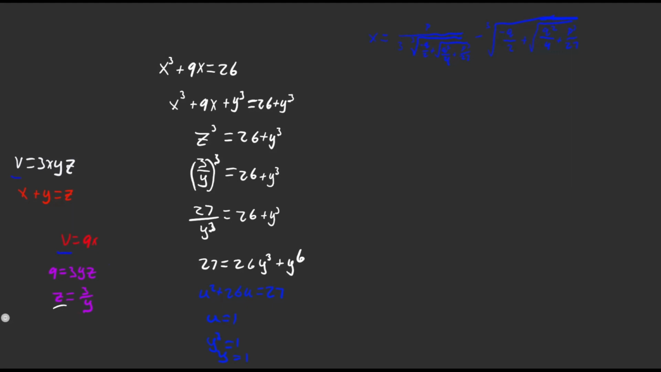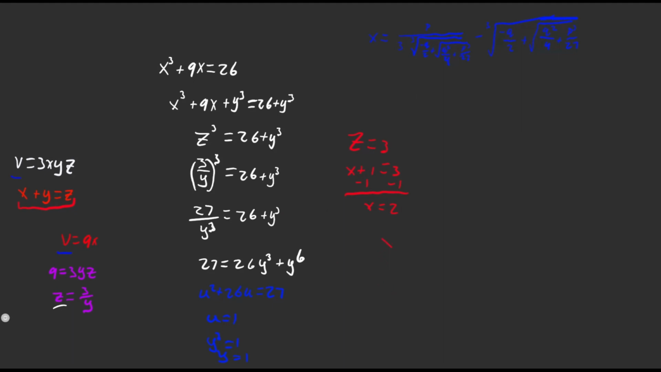Then we can plug that into z, where we do get z is equal to 3. And now we could use our little equation here, x plus y equals z, where we get x plus 1 is equal to 3, a simple one-step equation, where we just have to subtract 1 from both sides to get x is equal to 2. Or if we plug this into our cubic, it will be a true solution.